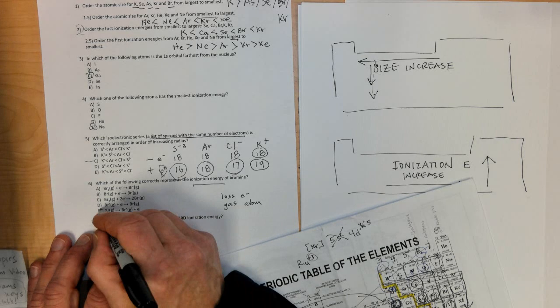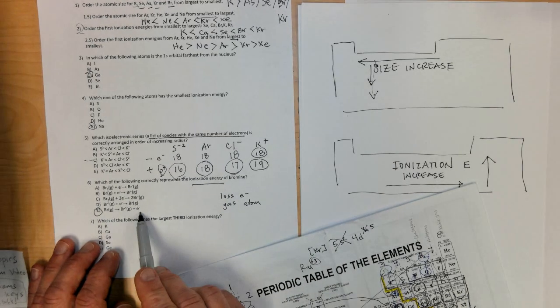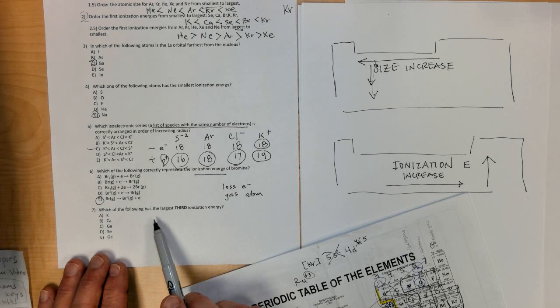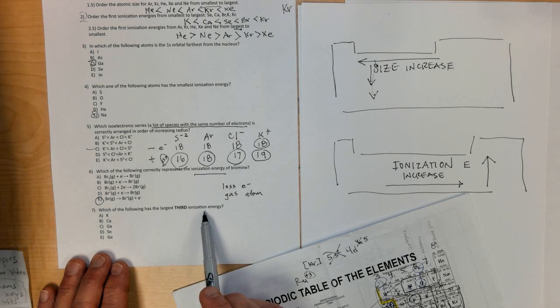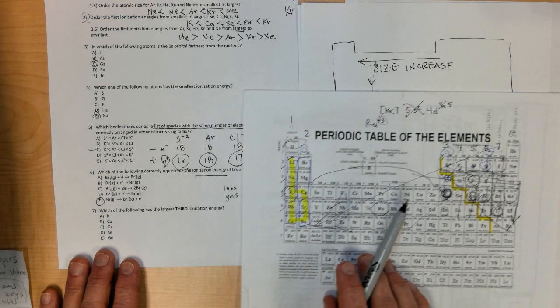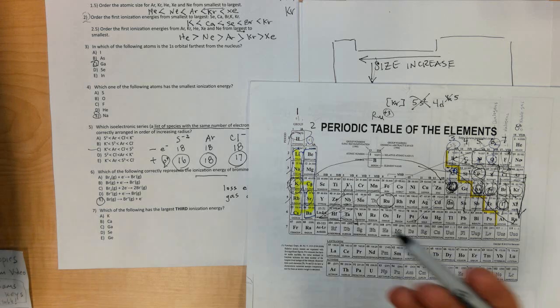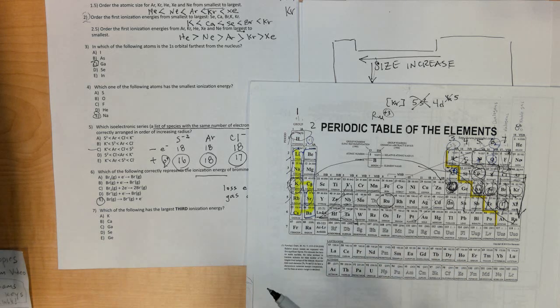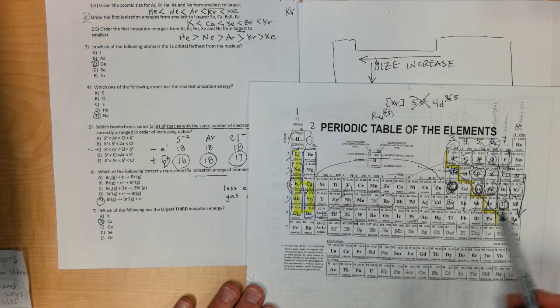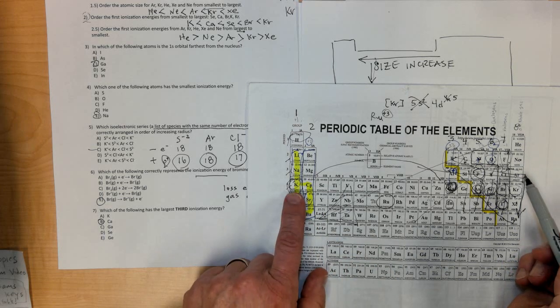But this would be the loss of the electron from the gaseous atom right here. Number 7, which of the following has the largest third ionization energy? So the first ionization energy would lose one electron, then the second would lose a second, and the third would lose a third. And so what you want to do is find an atom, the answer is calcium, that after it loses one and loses two, it would look like argon.